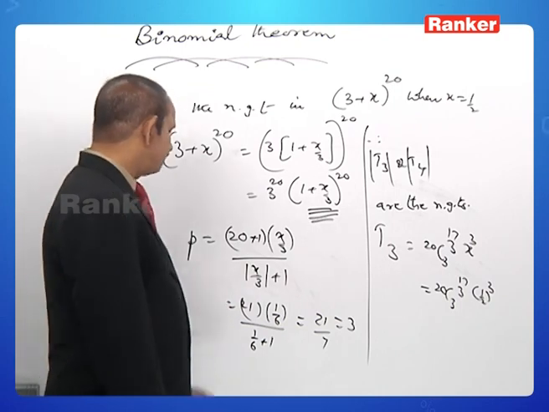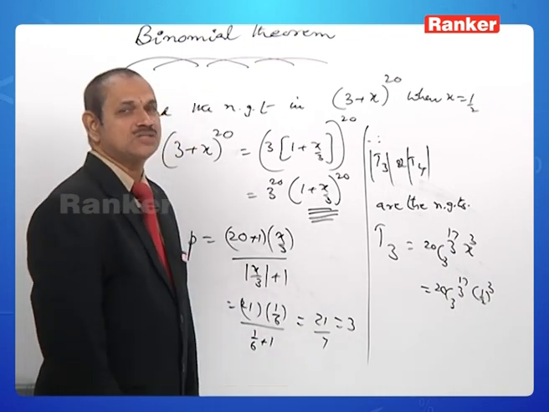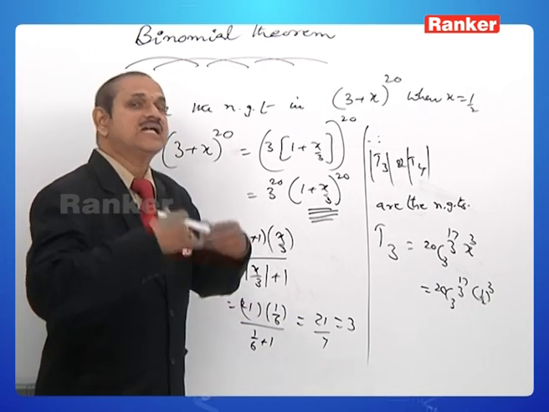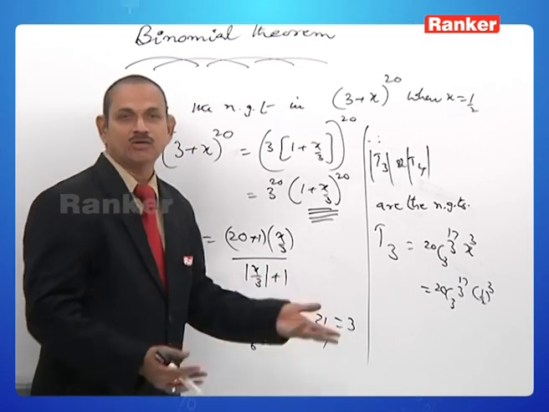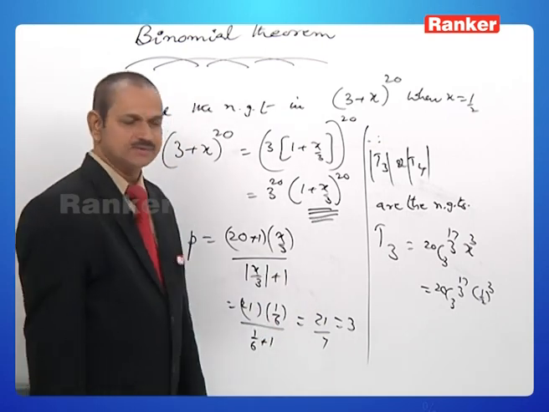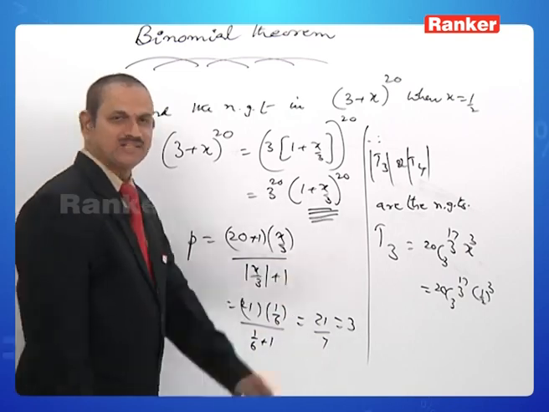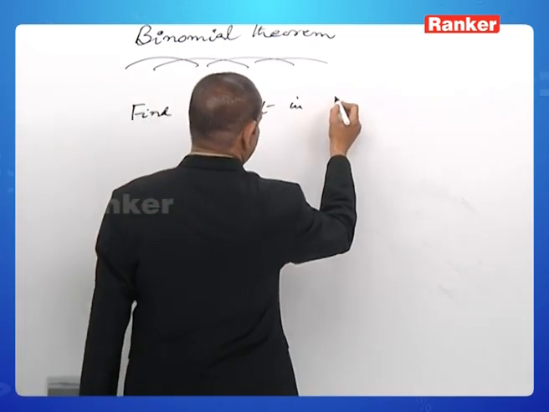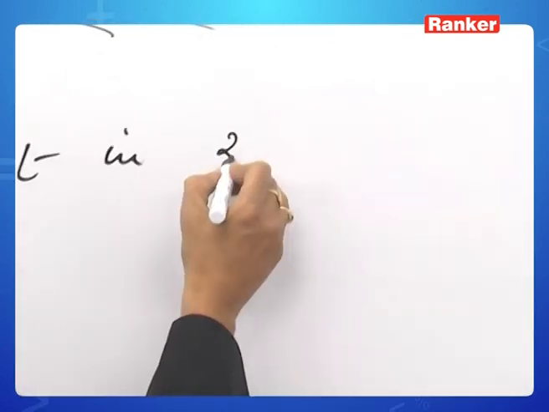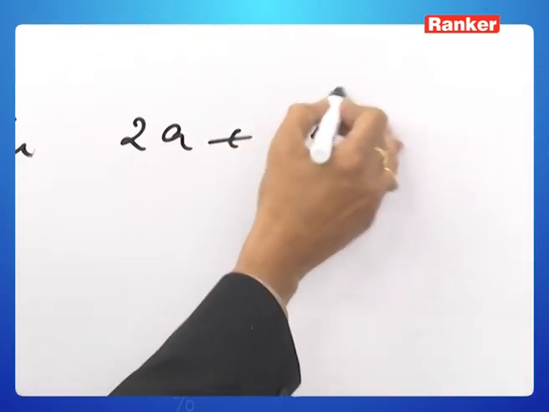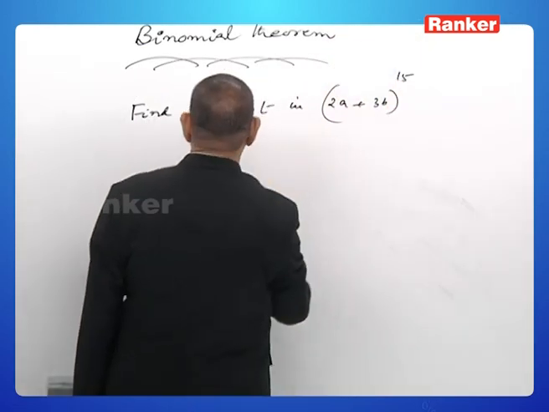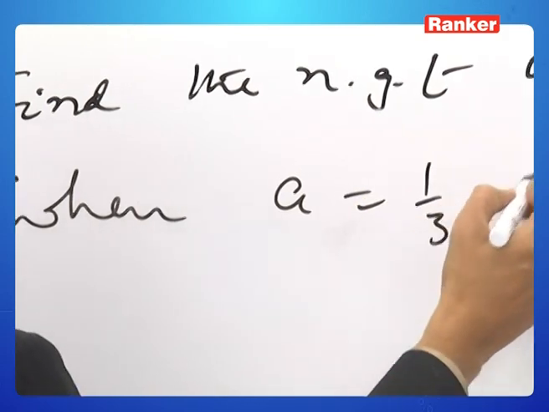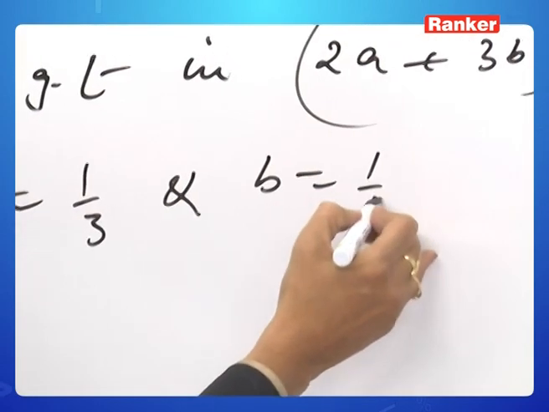Well, my dear, if this particular p is not an integer, what should happen? Well, let us find one such example in which p might not be an integer. Yes. You please observe the style of solving the problem. One more example. Find the numerically greatest term in the expansion (2a plus 3b) whole to the power of 15 when a is equal to 1 by 3 and b is equal to 1 by 5.